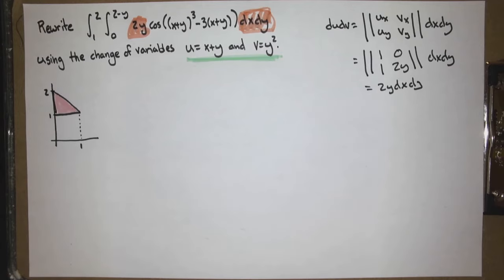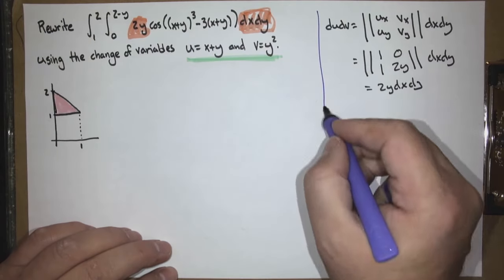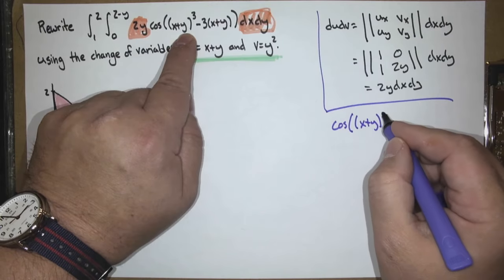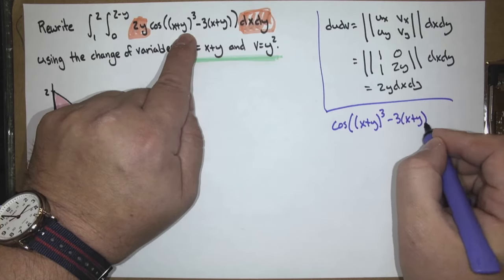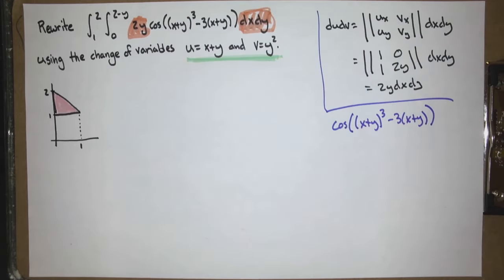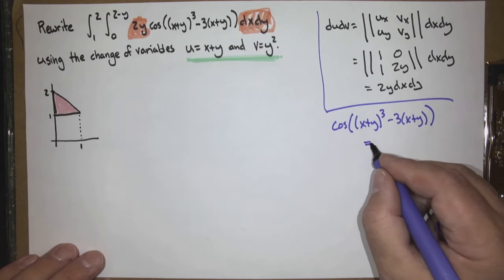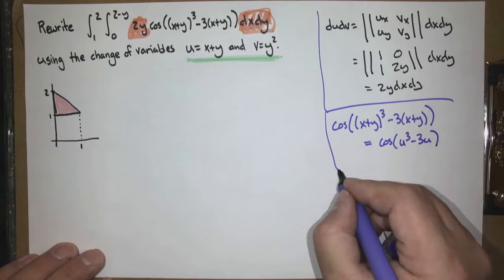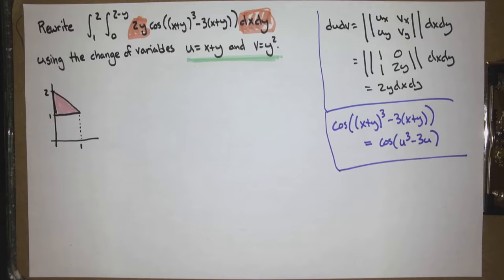So we say, cool. Now we have to handle the other piece here, this cosine of x plus y cubed minus 3 times x plus y. So we look at this and say, can we rewrite this portion using u and v? Yes, we can. What is it? U cubed minus 3u. Okay, cool. Now we're 2/3 through it, right? We found the Jacobian, we rewrote the function. What's left? The bounds.